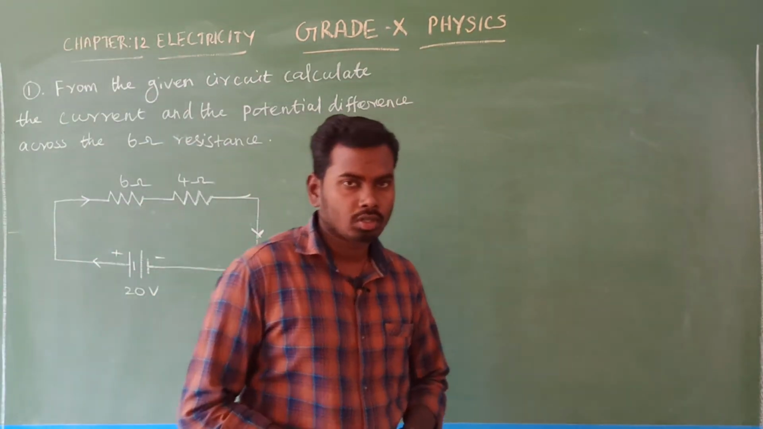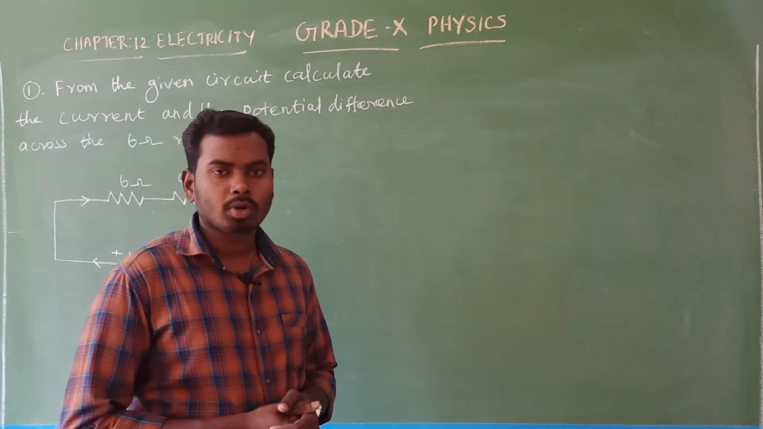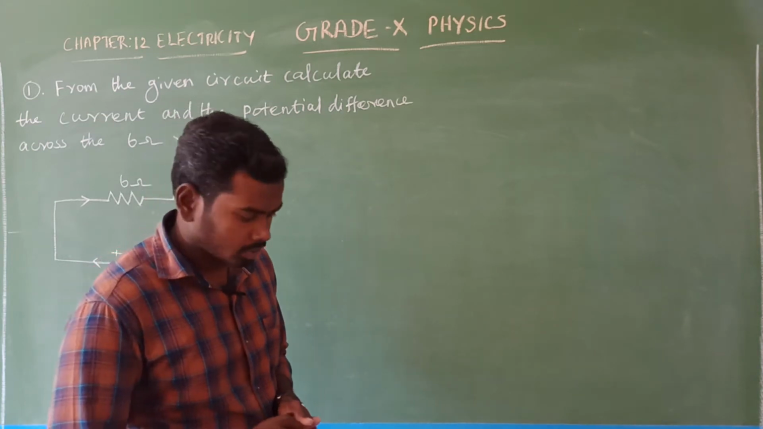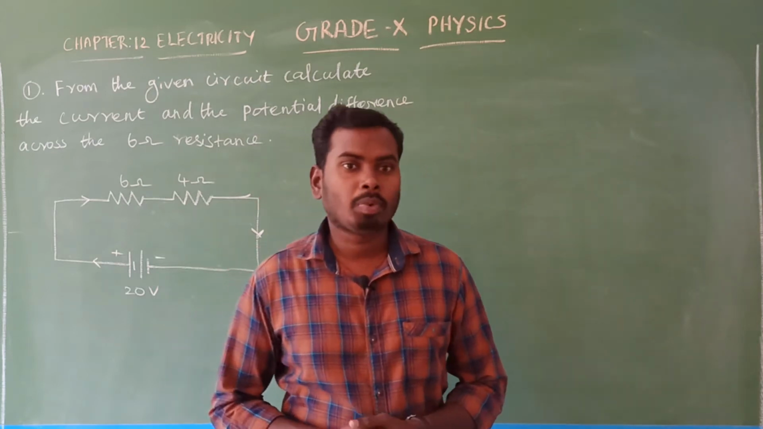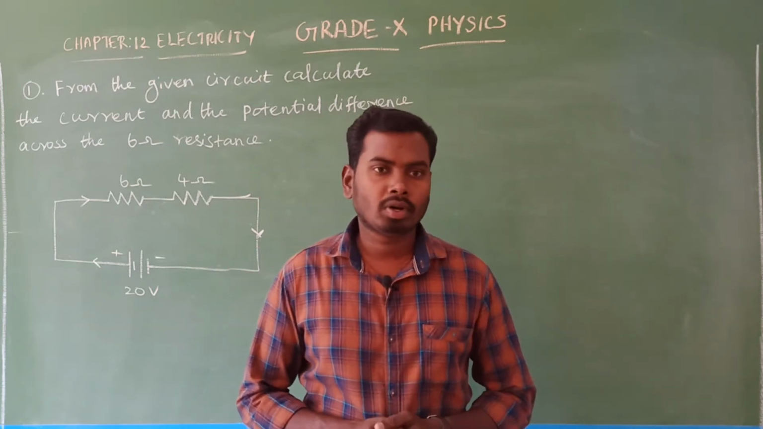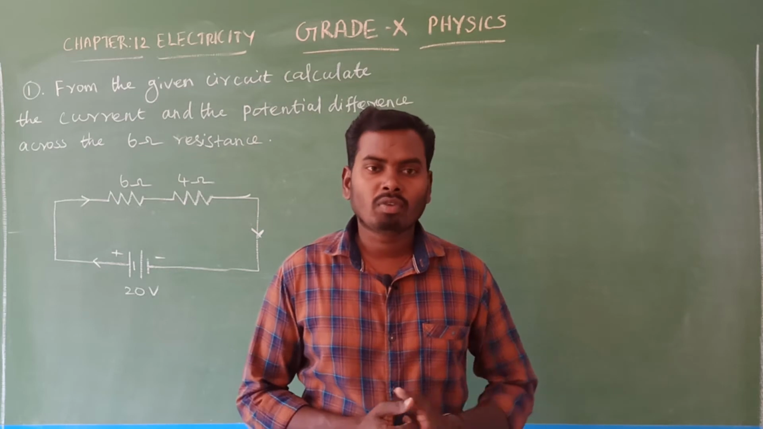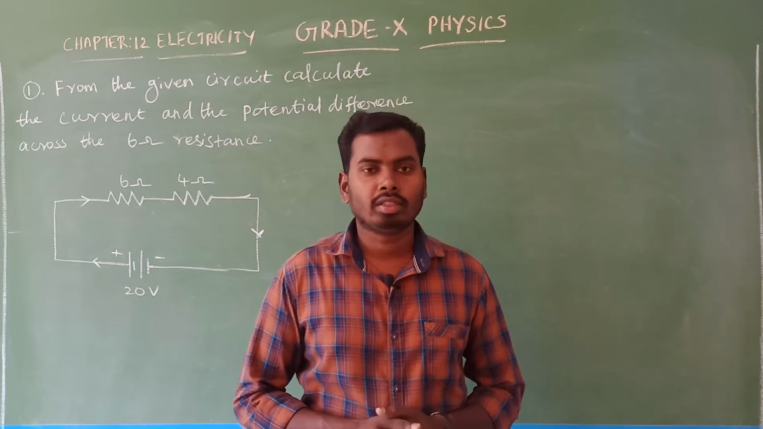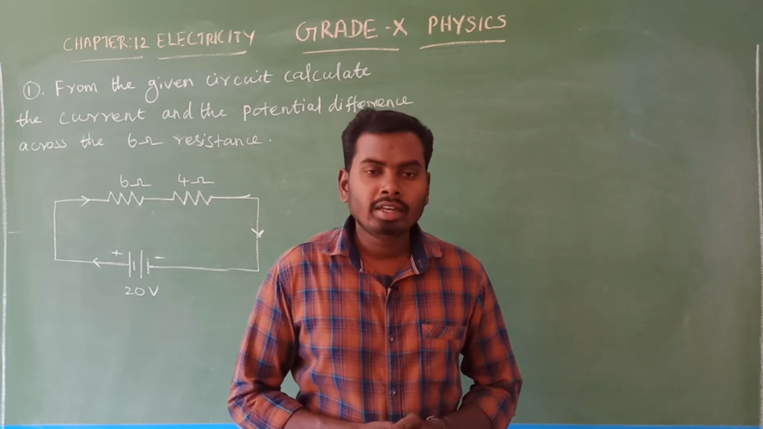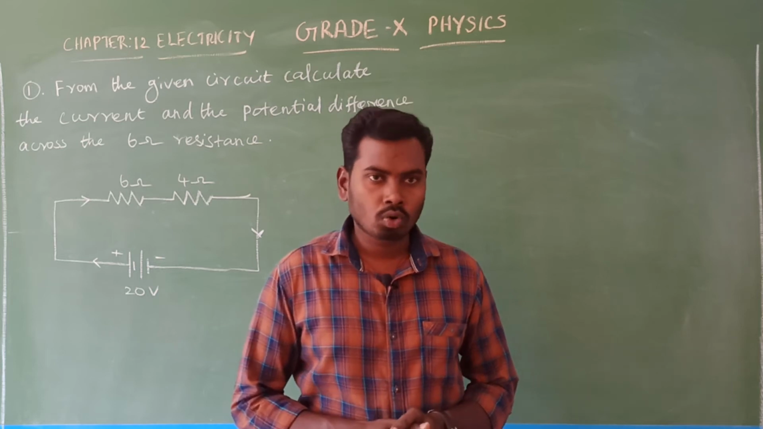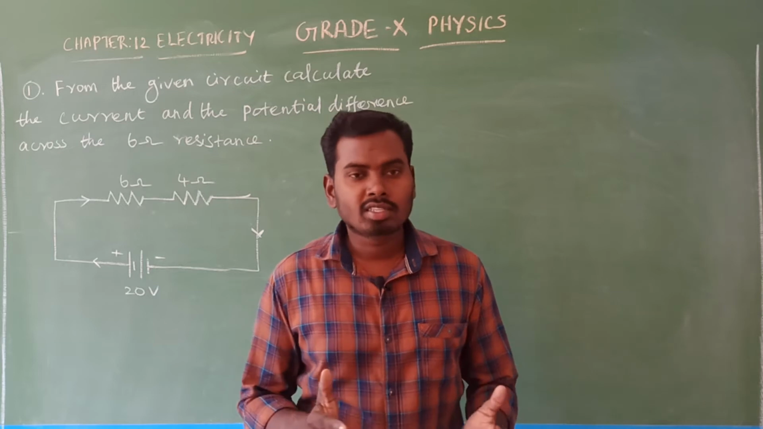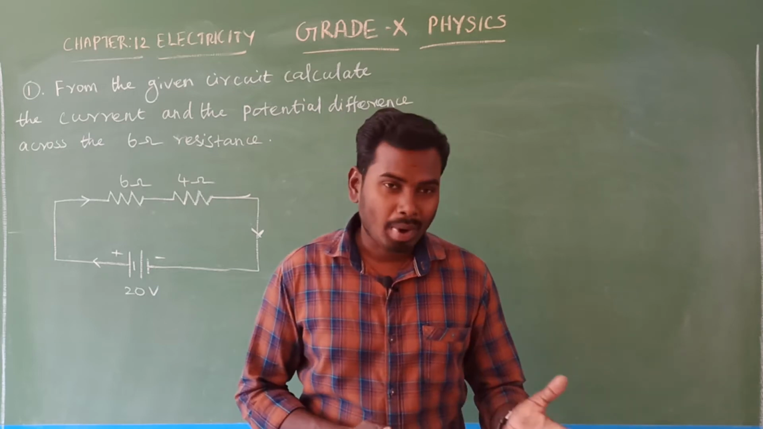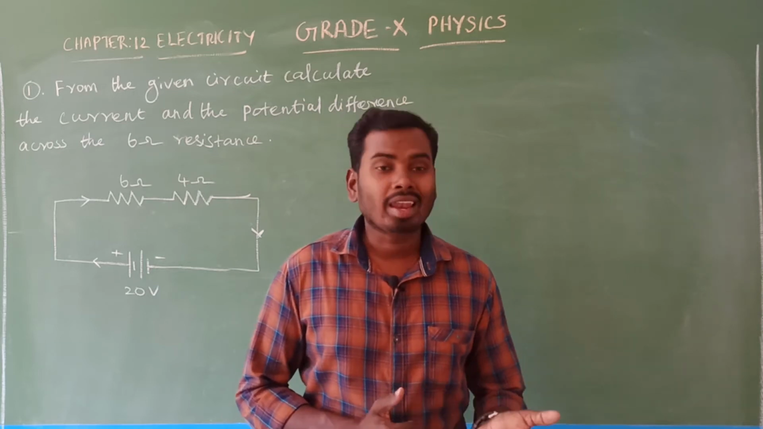Hello students, this is grade 10 physics class, chapter 12, electricity. In the last video class we saw what electric power is, the unit of electric power, and the formula for calculating electric power. In this session we are going to discuss numericals based on resistors in series combination and parallel combination, as well as electric power.